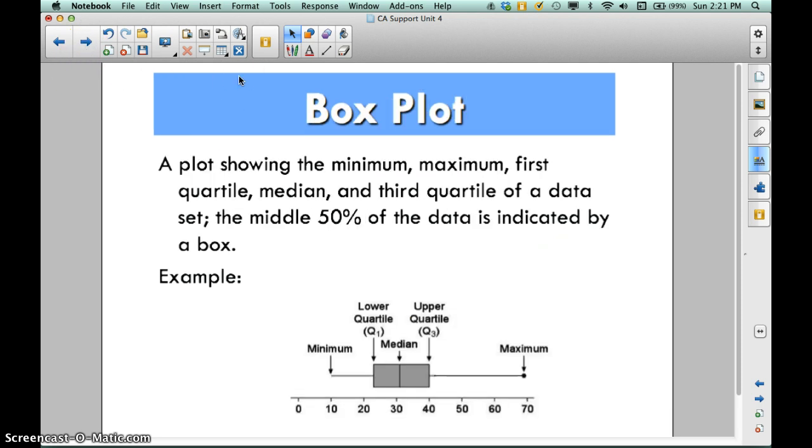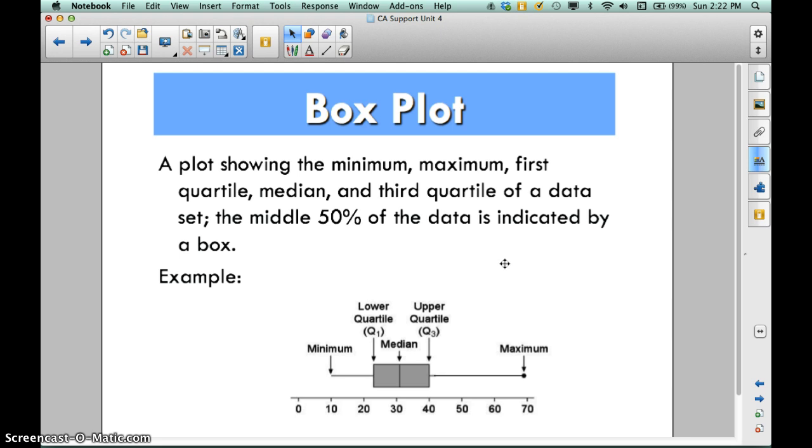The next type, and the one we're going to focus on most, is called a box plot. You might have seen this called box and whiskers because the center here is always a box, and there's usually some lines coming off each end, and those would be the whiskers. A box plot shows a minimum, the lowest piece of data, a maximum, the highest piece of data, the first quartile, the median, which you've already heard about, and the third quartile. We're going to discuss the quartiles in a minute.